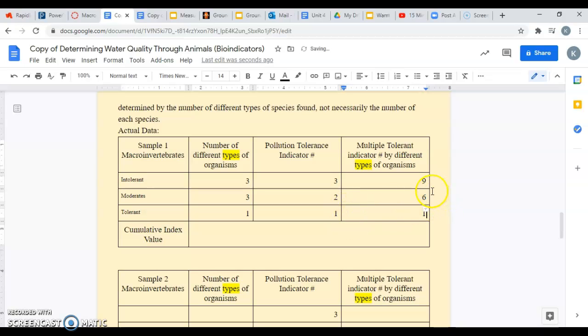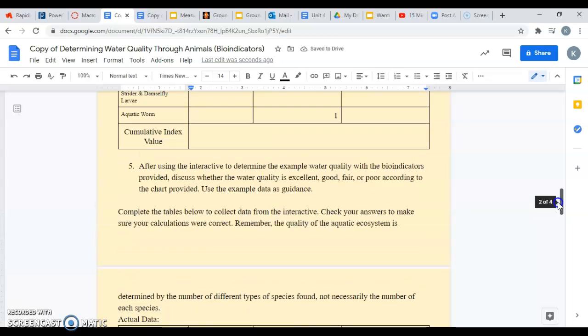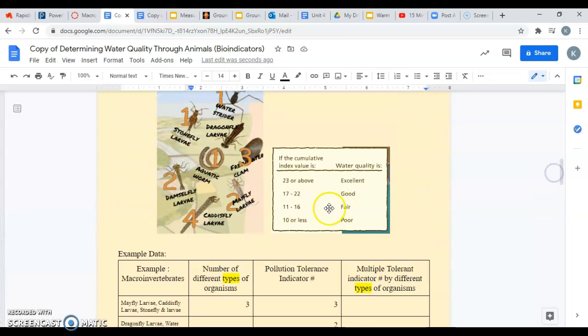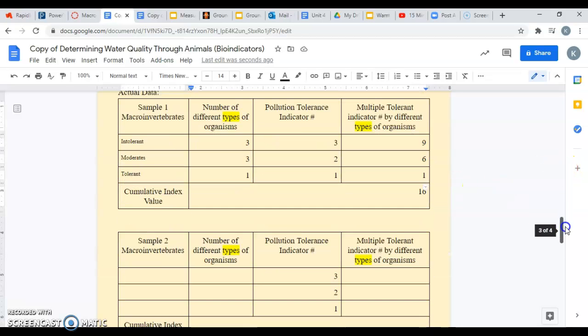Okay. So now I can add up my sample data. So I've got a 9 plus 6 is 15. And then plus 1 is 16. So 16 is our final number here. Now let's go back to our chart on the top and find out what number 16 is. So an 11 to a 16 is going to be fair. So I'm going to type fair into here, and then we can check ourselves.